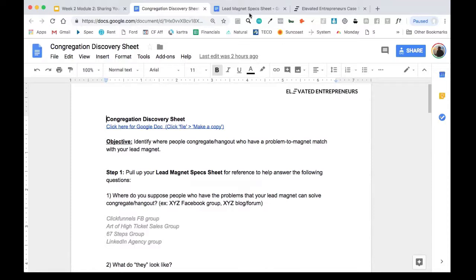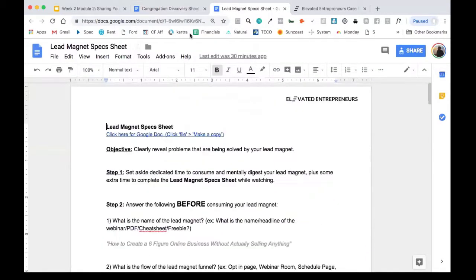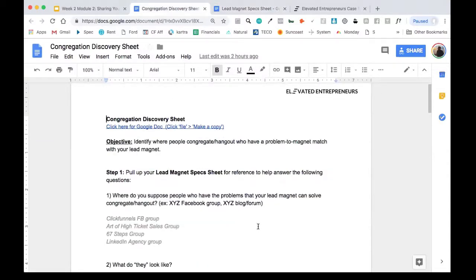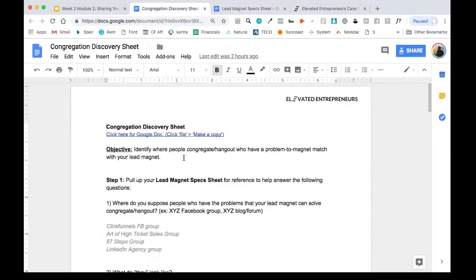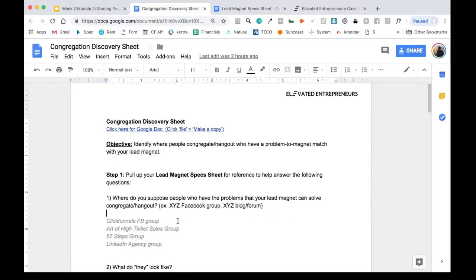So the first step, bring up the lead magnet spec sheet, right? That would obviously be a good idea, and use it for reference. So basically, the first question here is, where do you suppose these people who have the problems that your lead magnet solves congregates or hangs out? And honestly, a lot of these places are Facebook groups, blogs, forums. I love Facebook groups because it's like everyone's just raising their hand saying, hey, I have this problem, or hey, I'm interested in this. And you can go in there and you can really do some really awesome stuff. And we're going to show you those methods in just a bit.